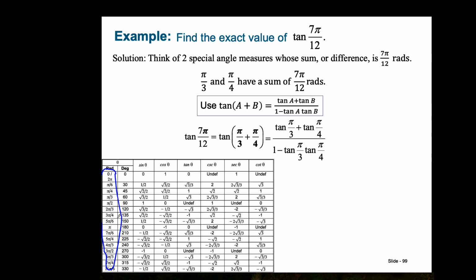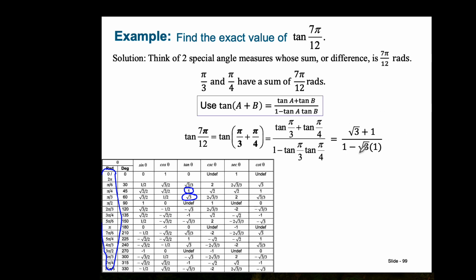After this part is when we go to the table. We find tangent of pi over 3. It's radical 3 plus tangent of pi over 4 is 1 all over 1 minus tangent of pi over 3 again times tangent of pi over 4. It would look like this here. There's the radical 3 plus 1 all over 1 minus radical 3 again, 1 again. All right, last thing to do is simplify this.